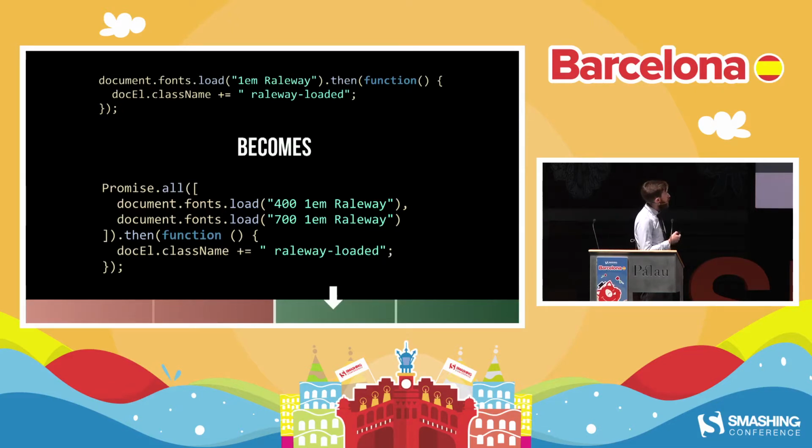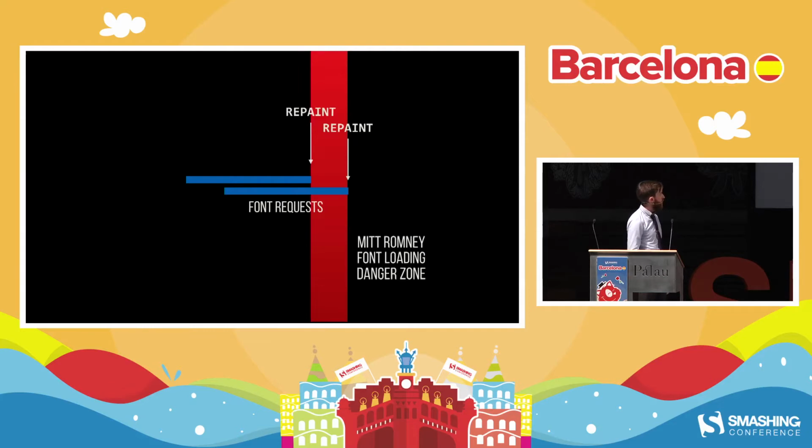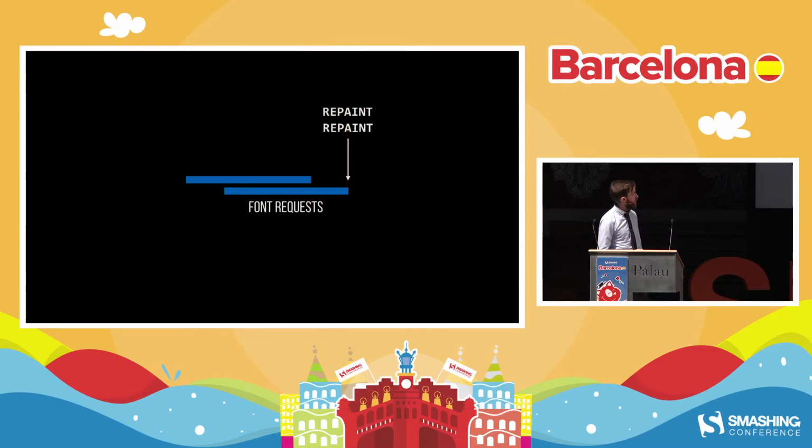The callback at the top is very similar to what we had before, but we've actually loaded two separate fonts and stuffed them into a promise. So the Promise.all kind of says, when these two things complete, trigger that callback. So instead of this, we move to a single repaint at the end, which completely eliminates that race condition.